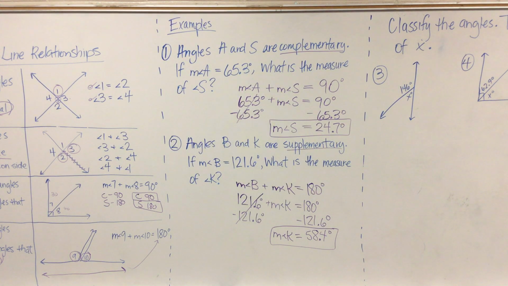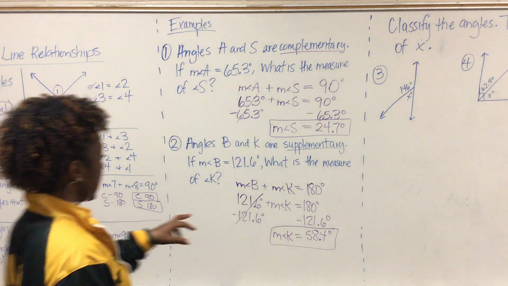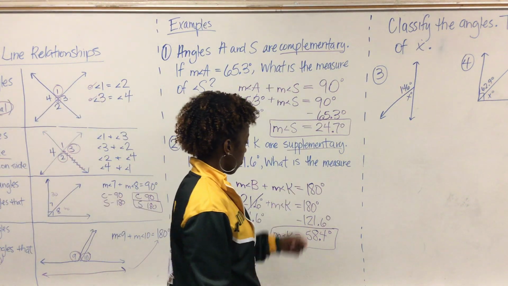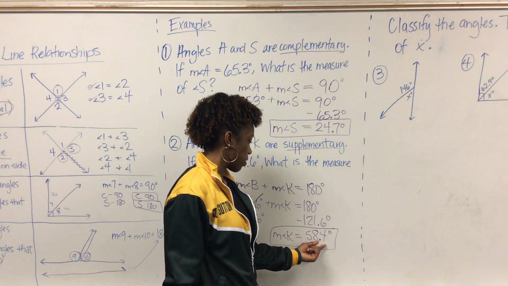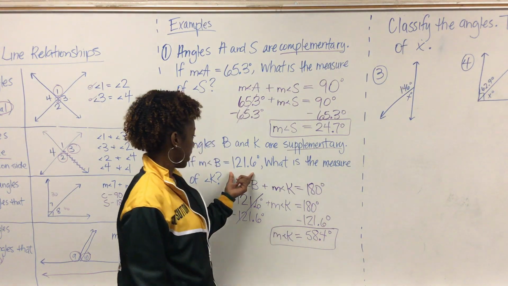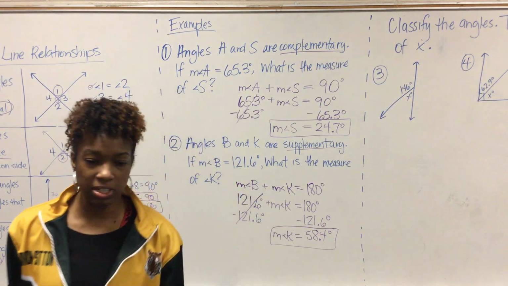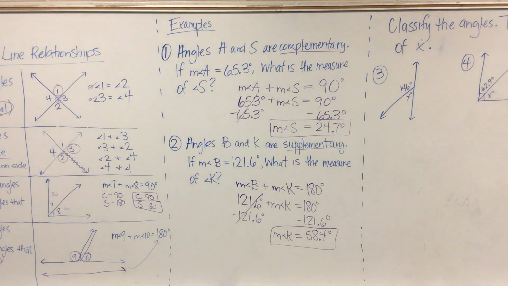If I need to check, I know angles B and K added together should equal 180. So if I add 58.4 and 121.6 degrees, I should get 180. And in fact, I do.